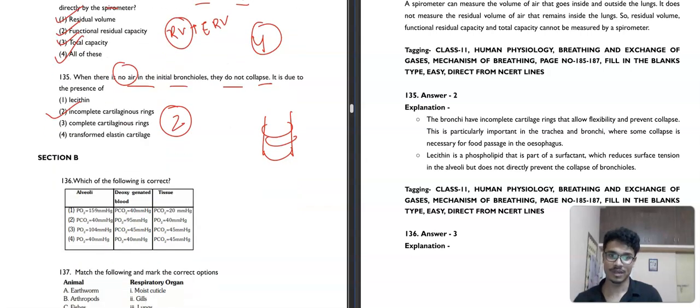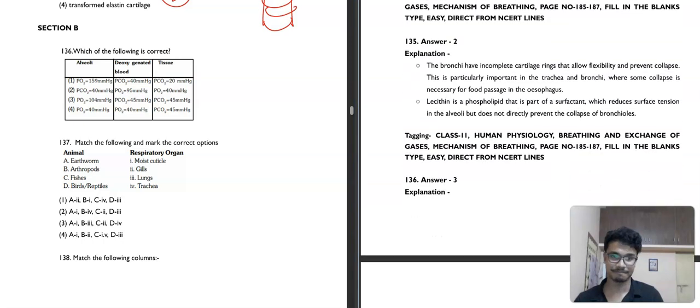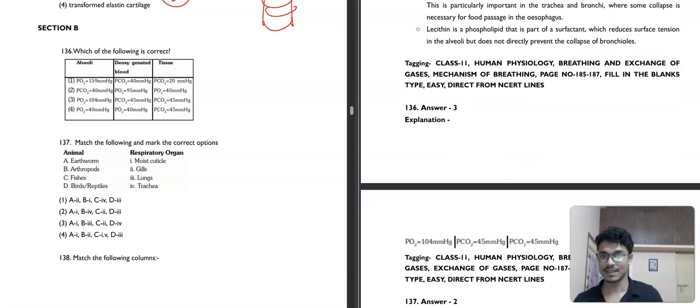Then question number 136, section B. It is saying that we have to match the pressure. So alveoli pressure of O2 is 104 millimeter of Hg. Then partial pressure of CO2 is 45 millimeter of Hg, and for tissue it is also almost 45 to 40 millimeter of Hg. The third option is our correct answer.